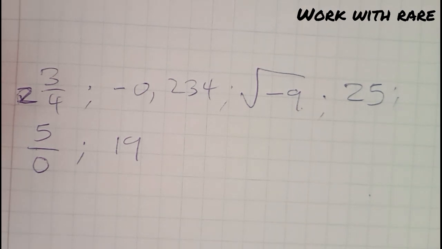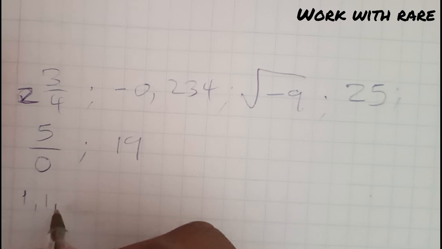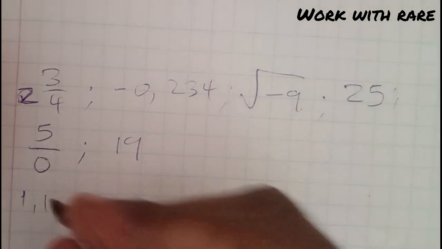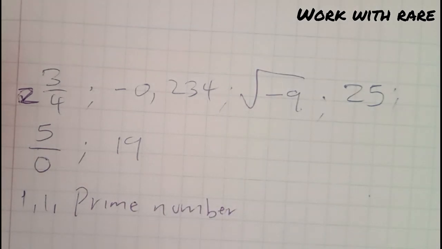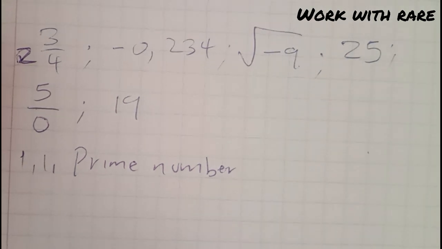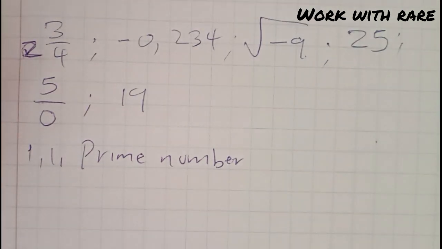Okay, so the first question says from the list write down prime number. Here it's 1.1. So they want prime number. Okay, so before we can answer a question, what is a prime number? A prime number is a number that has 1 and itself as factors. Let me give you the first 4 prime numbers.